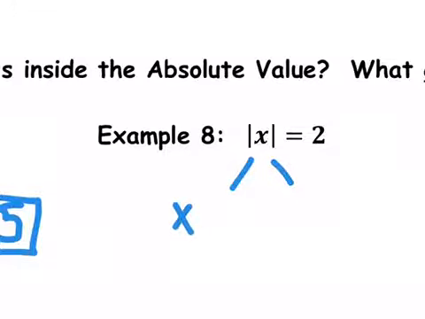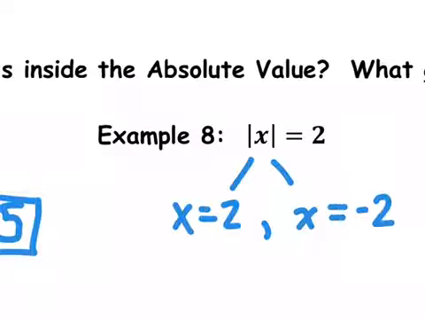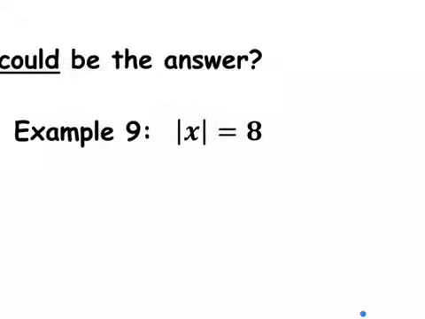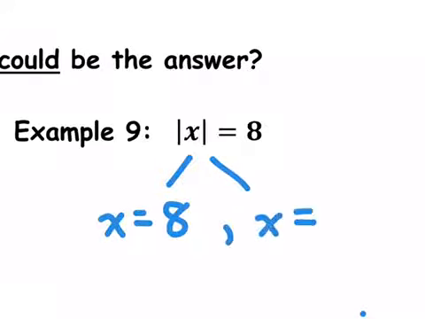Again, here x can equal 2, or it can equal -2. If I slide over to example 9, the same thing is happening here. X could equal 8, or x could equal -8. So there's two possible outcomes there.